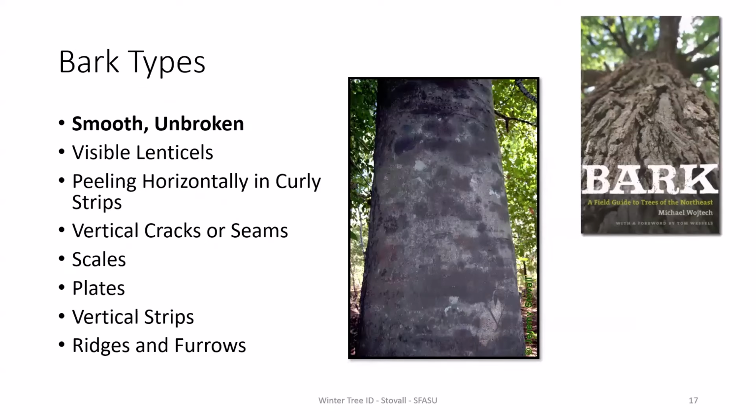Some folks developed, I've got a screenshot of the book there, a sort of bark taxonomy out of the Northeast, and it applies very well to our trees here in the US South as well. So here are their categories. You can have smooth, unbroken bark.